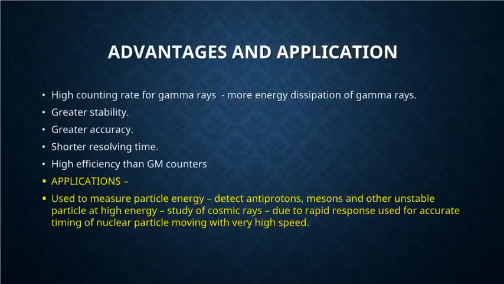Scintillation counters have a wide range of applications. They are used to measure particle energy, detect antiprotons, mesons and other unstable particles at high energy, in the study of cosmic rays, and due to rapid response, for accurate timing of nuclear particles moving with very high speed. All these applications are possible because they have greater stability, accuracy and efficiency than GM counters, shorter resolving time, and high counting rate for gamma rays, since they dissipate more energy.